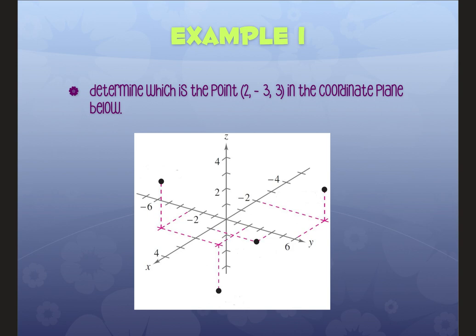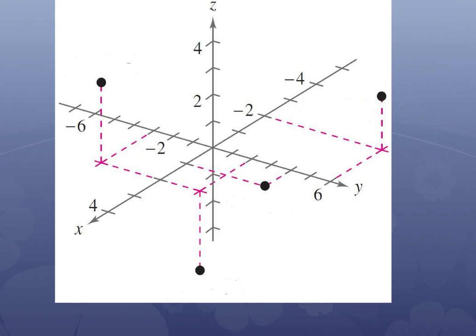So example 1 says to determine which is the point 2, -3, 3 in the coordinate plane below. We're actually going to name all these coordinates because we might as well get the extra practice, okay? Left is, well, left is a -y. Yes. And right is plus. Yep. All right, so if I'm going to start with this coordinate point here, the one that's in the top left corner, okay? Here's where it gets tricky.